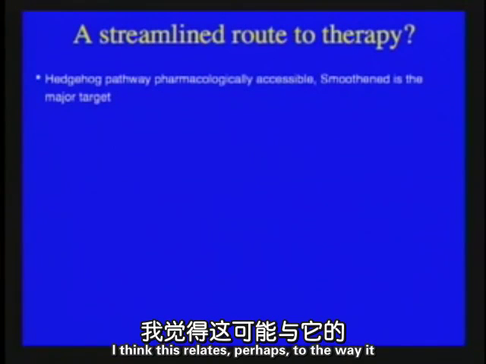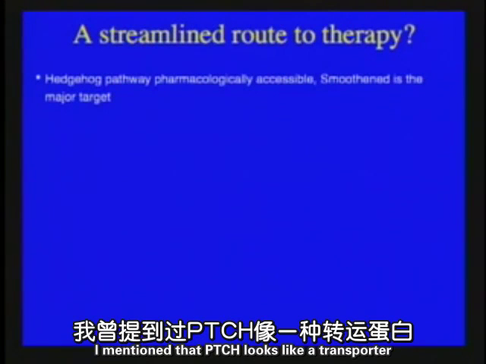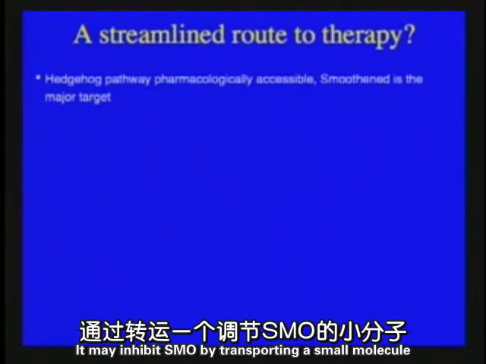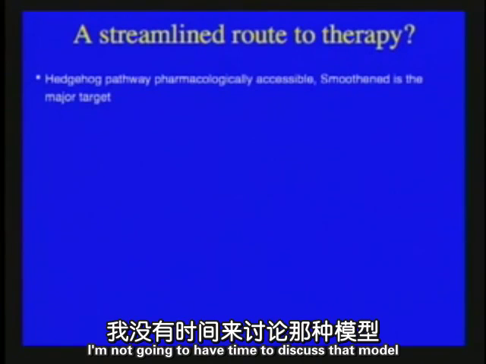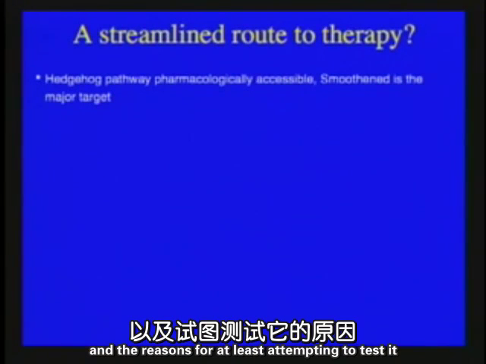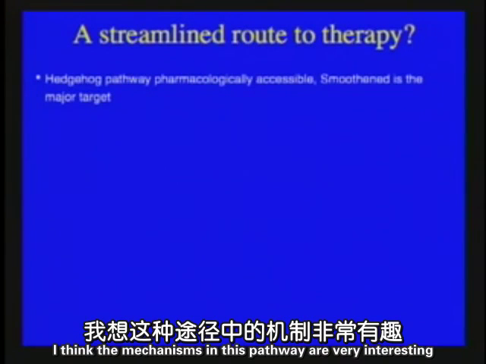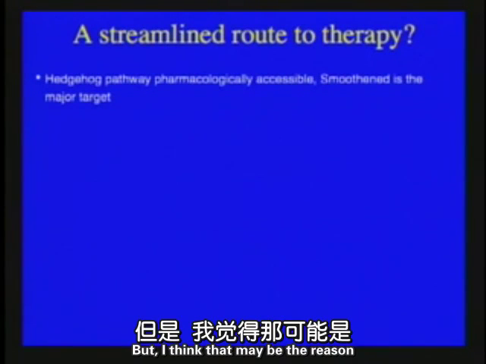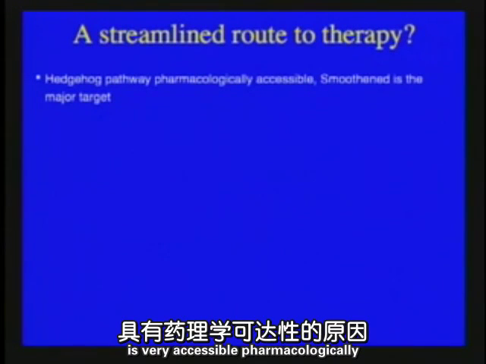I think this relates perhaps to the way that it's regulated physiologically. I mentioned that Patched looks like a transporter. It may inhibit Smoothened by transporting a small molecule that then modulates Smoothened. I'm not going to have time to discuss that model and the reasons for at least attempting to test it, although it's of great interest to my lab, I think the mechanisms in this pathway are very interesting. But I think that may be the reason why this pathway and Smoothened in particular are very accessible pharmacologically.